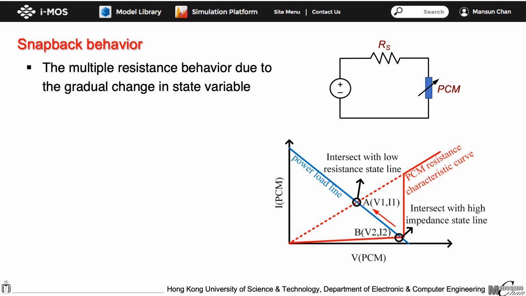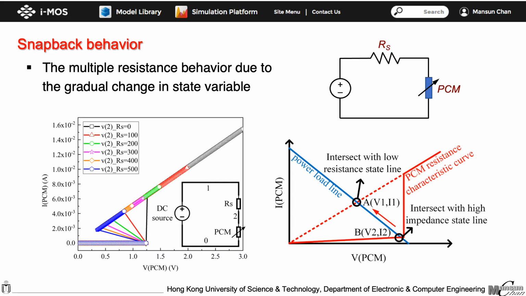We can also look at the simulation results when different load resistance, Rs, is placed in series with the memory. When Rs is 0, it corresponds to the DC case we studied before. The memory directly jumps to the other state at the same voltage without snapback. When Rs increases, the slope of the load line is reduced, and the snapback behavior becomes more obvious.